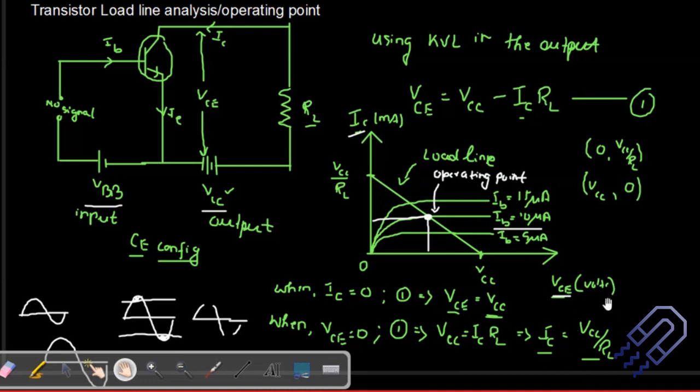Dimensionally also this is correct. This is current, V by R. The other is also dimensionally correct because it is voltage, and on the x-axis we are also plotting voltage. So this is what the load line is all about, and this is important. Probably we can do one numerical on this so that we understand it better. So on the next page, let me write a numerical for you.